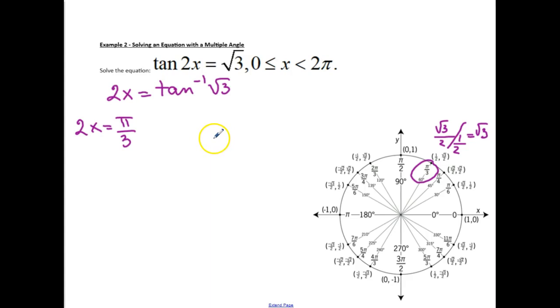However, we know that these values repeat, so when is the next time that we will have the same tangent value? Well, if we look at the second quadrant, y over x is going to be a positive over a negative value. This tangent is negative square root of 3. Let's look at the third quadrant. In the third quadrant, we have negative divided by a negative. This will be positive square root of 3. That means that our second answer is that 2x could also be equal to 4 pi over 3.